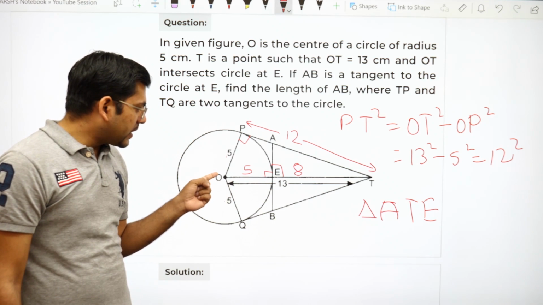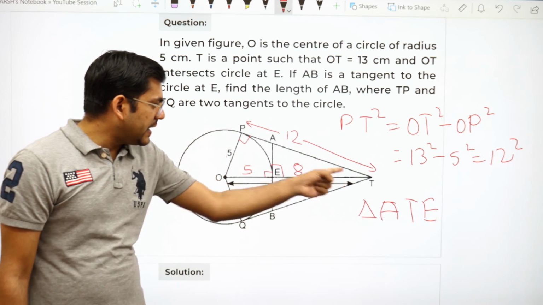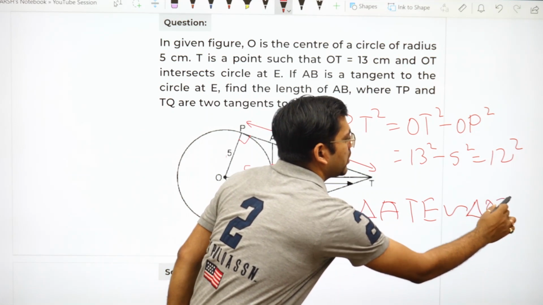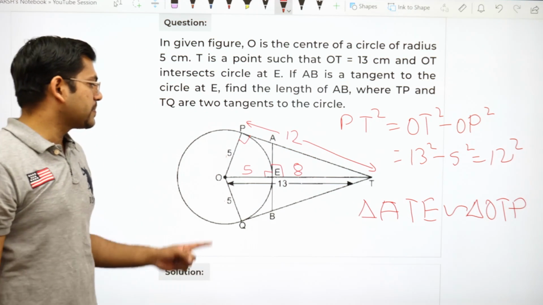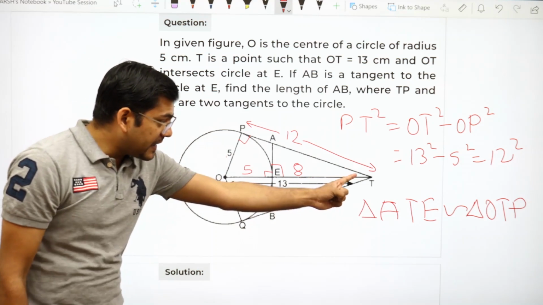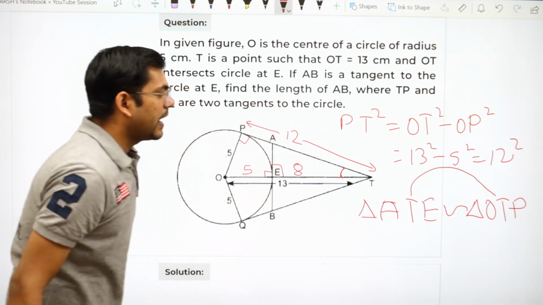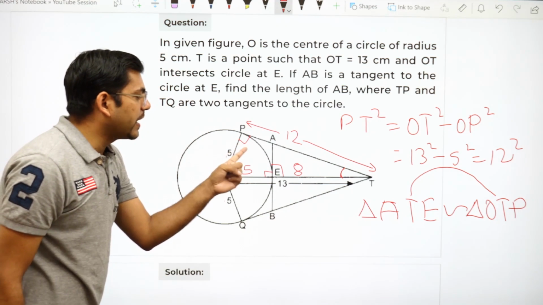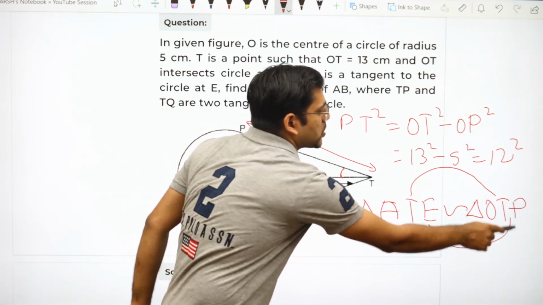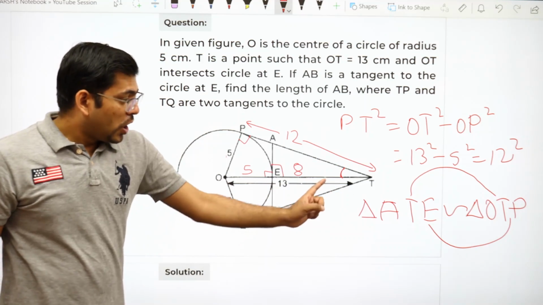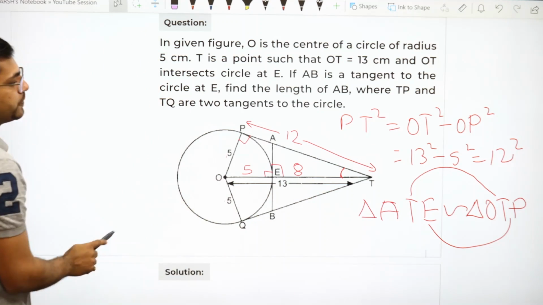Then pay attention to OTP. This triangle will be similar to triangle OTP. Why am I telling this? Because O is the first angle, T is the second angle, again common in both of them. T and T, they are equal. And P here is 90 degree, E here is 90 degree. So they are also same. So using angle similarity, we can say that both the triangles, ATE and OTP, are similar. Now see here.